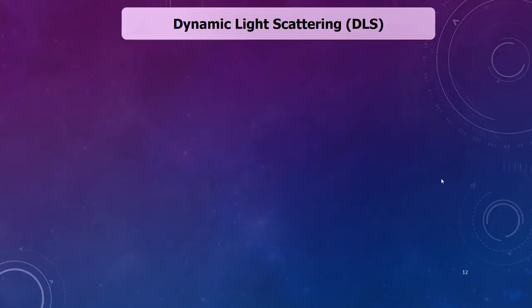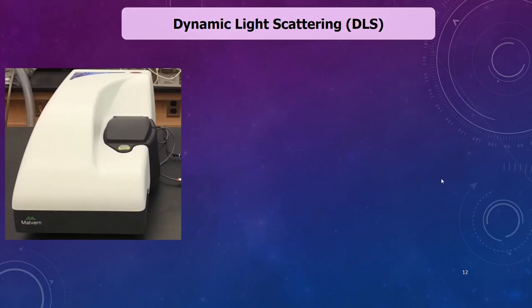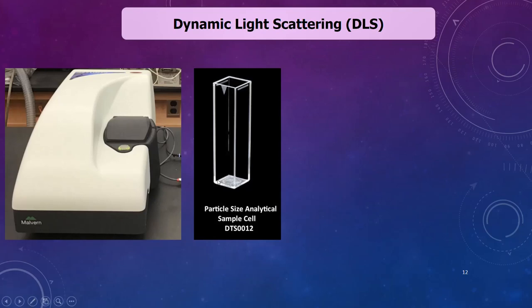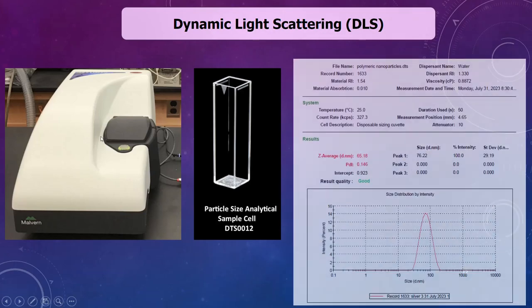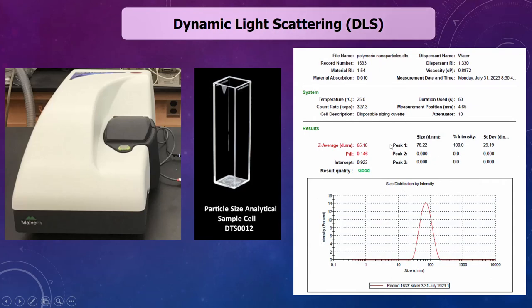Then DLS, dynamic light scattering. Suppose we have prepared the nanoparticles. How can we confirm that this is exactly a nanoparticle? For that we have to check its size, and for size we can use DLS, dynamic light scattering, which is the principle of that instrument. We'll use this kind of cuvette, place 1 ml of our nanoparticle sample, and place the cuvette into this place. Then this sort of result, this peak, will come. The result quality must be good to consider it a nanoparticle. So this is a Z average, 65.18.